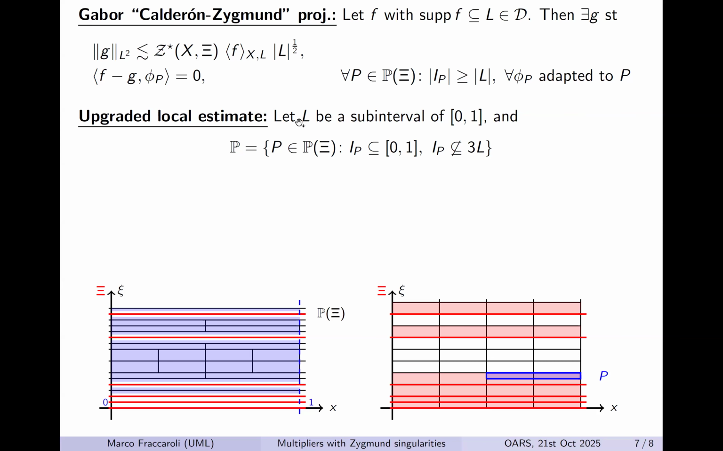And next, suppose that we have a subinterval of 0, 1, such an L, and we are going to further restrict the collection of tiles to those that are not contained in the band associated with 3 times L. So we had our original L, we enlarge it a bit, and we throw away the tiles that are fully contained in the 3L band. So we have now P xi and P.